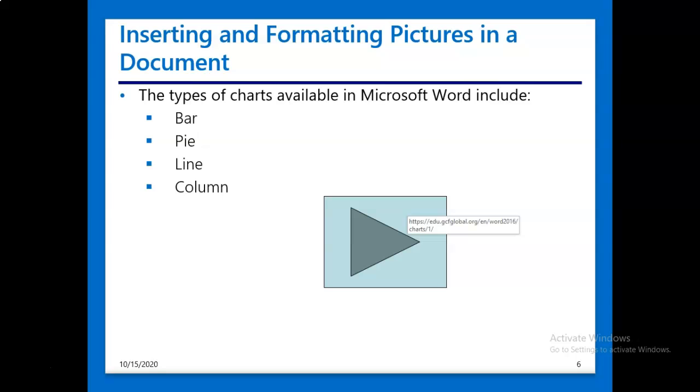The types of charts that are available in Microsoft Word include the bar chart, pie chart, line chart, and your column chart. And this symbol just represents a link to a video that you should be able to watch once you use the actual PowerPoint.